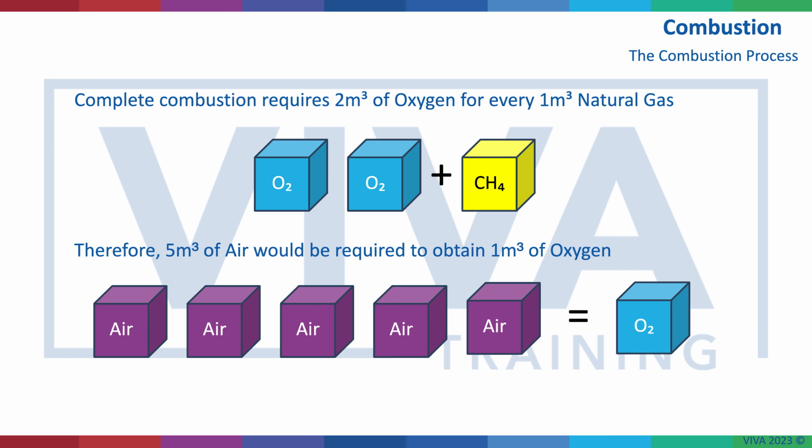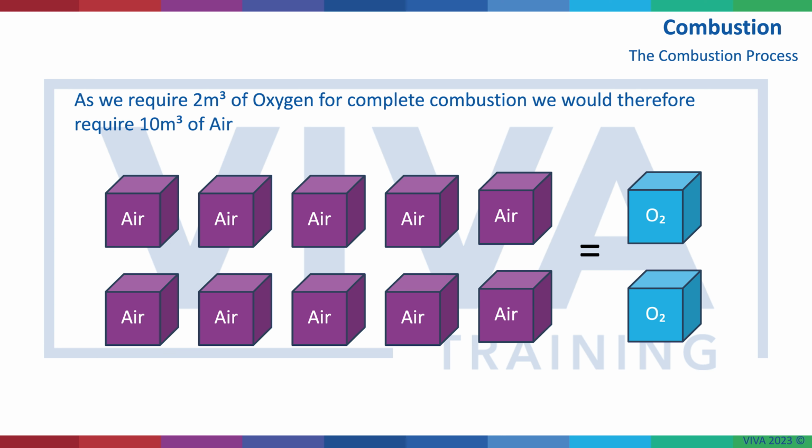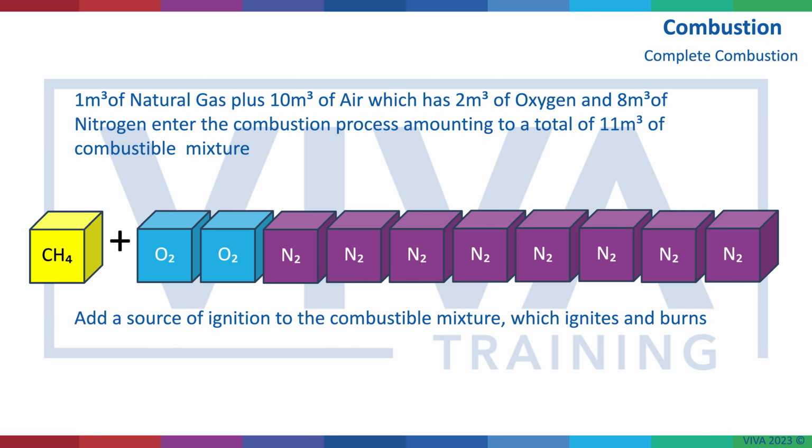So where do we get that air from? It comes from all around us, but we need to get it into the house. We need to get it into the appliance. So we're going to look at ventilation in a later presentation. So there we go. We've got the 10 cubic metres of air, and from that all we're using is those 2 cubic metres of oxygen. And that's the process of combustion. 2 cubic metres of oxygen and the 8 cubic metres of nitrogen, which we don't need.